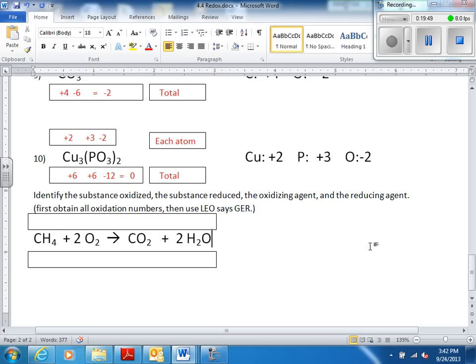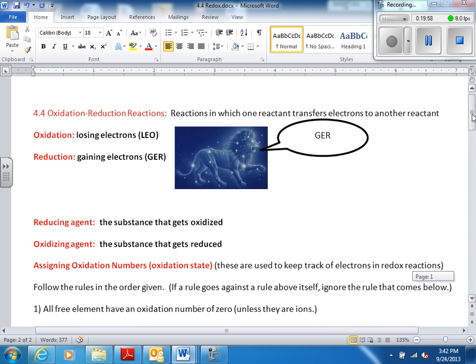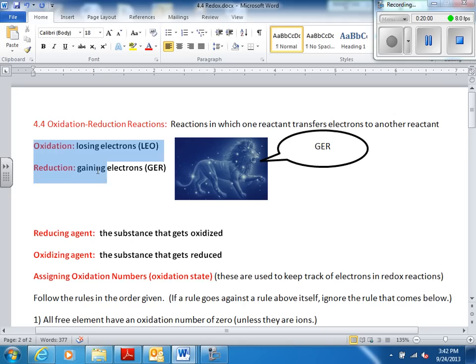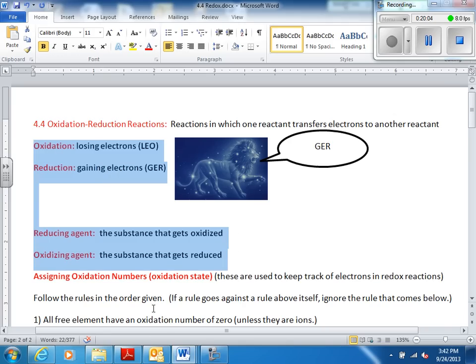Okay, so last problem for this. We're going to identify the substance oxidized, the substance reduced, the oxidizing agent, and the reducing agent. So this is getting back to the beginning here, oxidation and reduction. We just learned how to assign oxidation numbers. Now we're going to apply that.